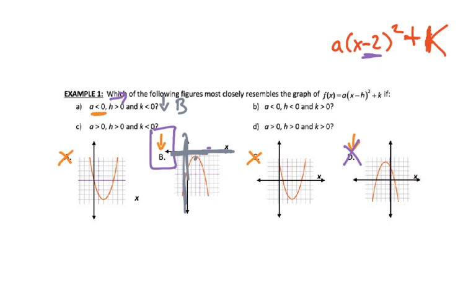Okay, let me erase these now. Actually, I'm going to erase everything and let's start over. We now know that B is gone, though. I'll cross out B because no matter what, B is gone.